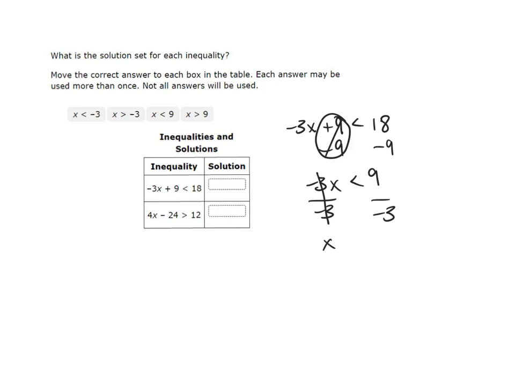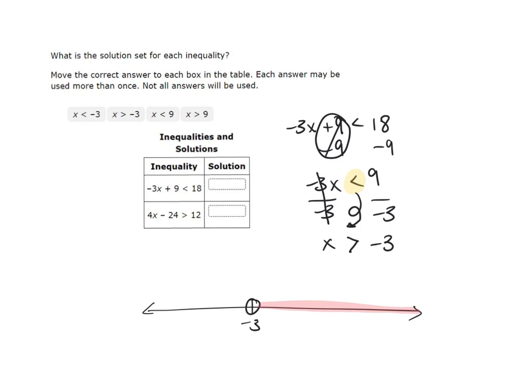Now I'm going to highlight my inequality symbol because something special happens when you divide or multiply by a negative. 9 divided by negative 3 is negative 3 because a positive divided by a negative is a negative. And what's special that happens to that inequality sign is it reverses. Now we're going to say x is greater than negative 3. All right, so I'm saying that any value that is greater than negative 3 would be in the solution set to this inequality. Like it would cause the inequality to be true.